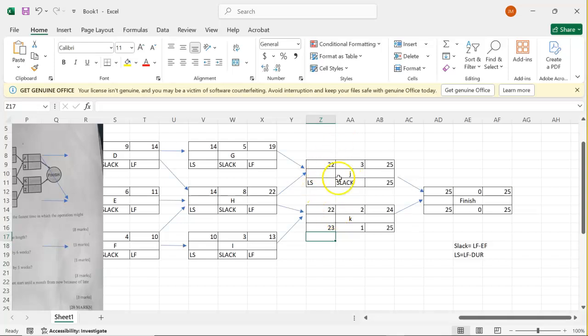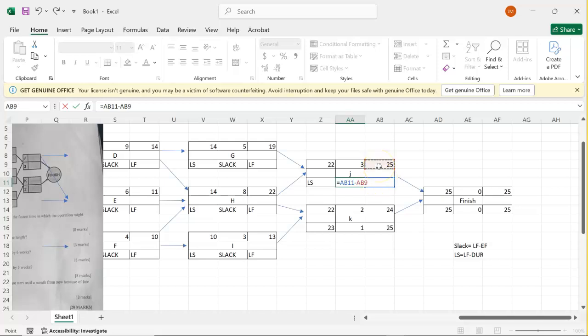We do the same on J. To find the number in the middle, which is the slack, it will be 25 minus 25, late finish minus early finish, which is giving us 0. For us to get late start there, it will be equal to 25 minus 3, which is giving us 22 there. You see that?